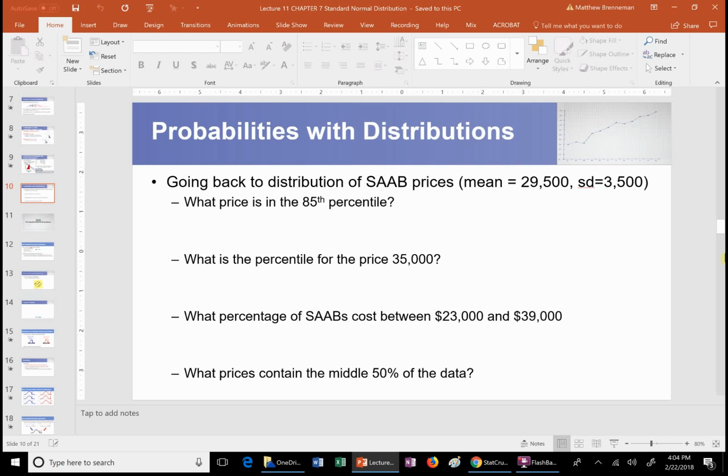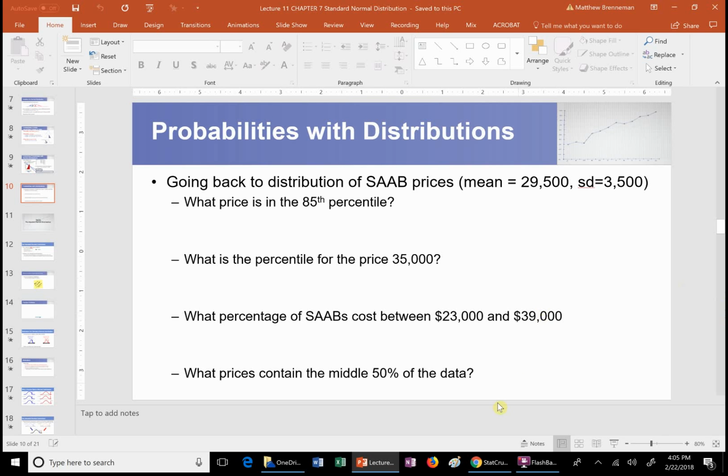What does the middle 50% of the data mean? Between the 25th and 75th percentiles. Right. To be the middle 50%, here's what we're looking for. We're looking for the values where 50% of the data is here, 25% of the data is here, and 25% of the data is here. So we want to find these two values, and we can do that, right?